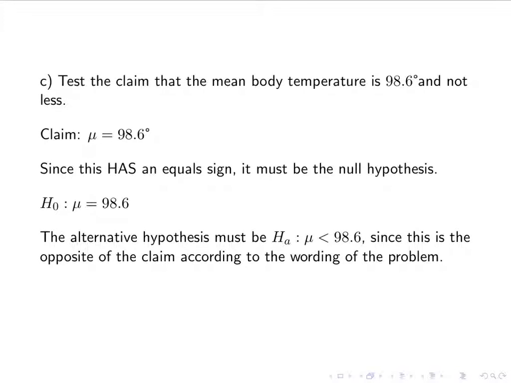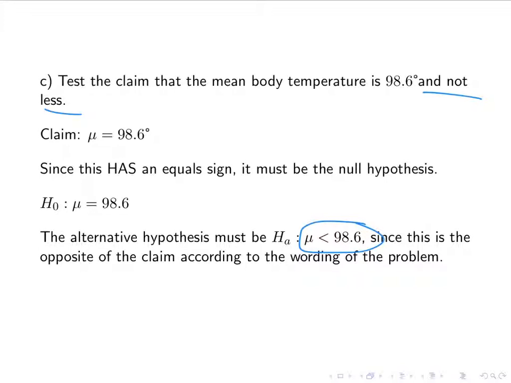The alternative hypothesis, again, when you have an equal sign, you have three options. According to the wording, it makes the most sense to use less than 98.6 because that's the opposite of the claim according to the wording of the problem, and not less. So that must be the alternative hypothesis, the less than. Okay, so hopefully that makes sense. But again, as long as you can argue your reasoning for why you're choosing which version of the alternative hypothesis, then it's okay. But again, it might change your overall outcome at the end, but we'll talk about that when we get to it.